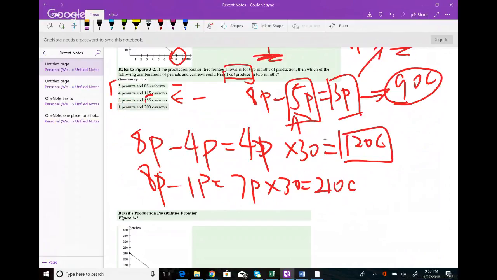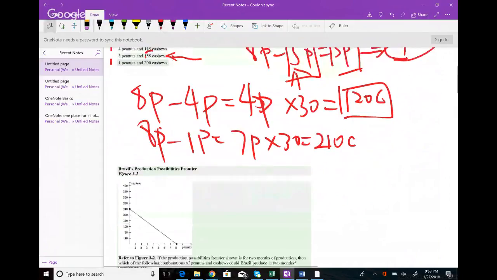So the only right answer we have is going to be combination C, where it says 3 peanuts and 155 cashews. All right, so that's the first one.